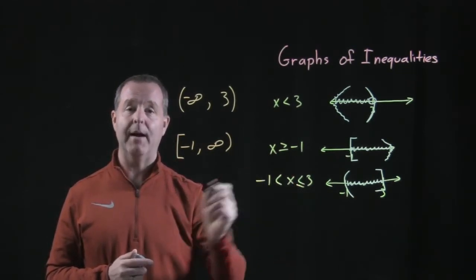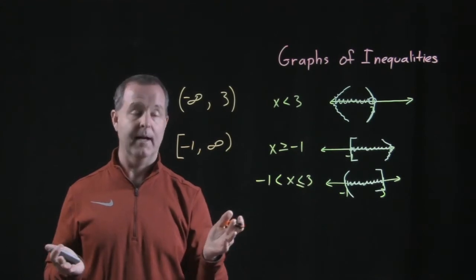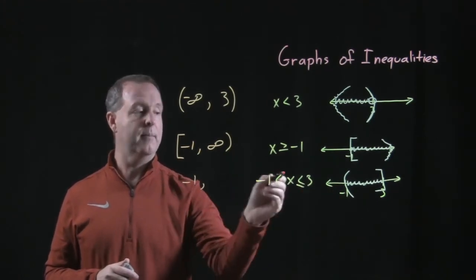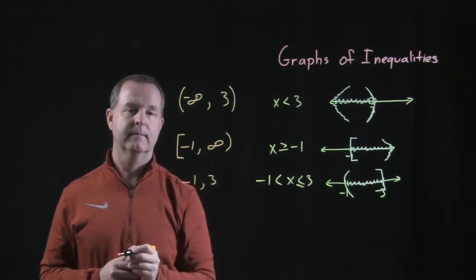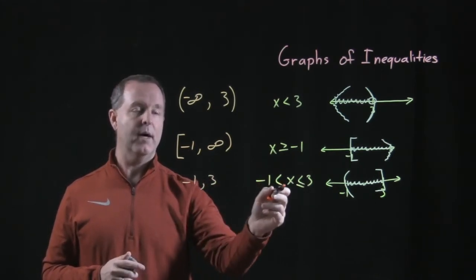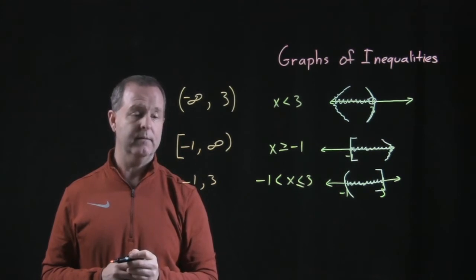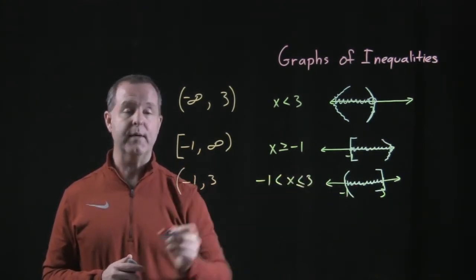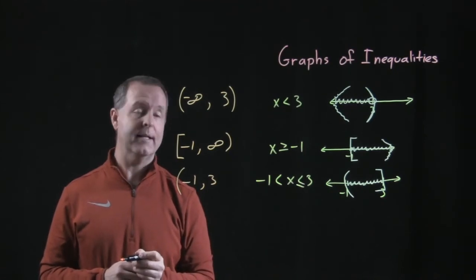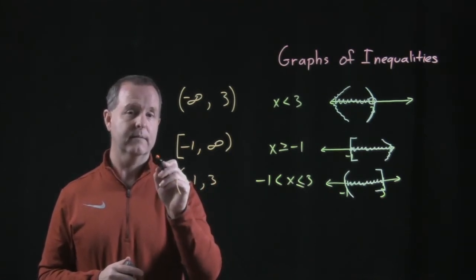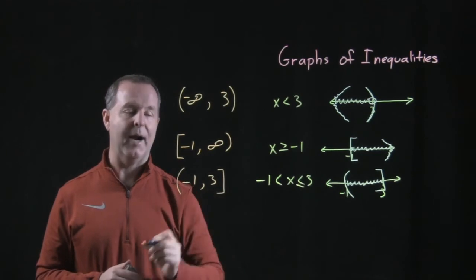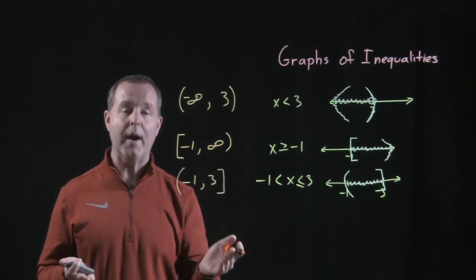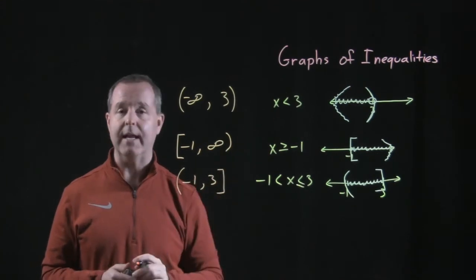Now, what about this compound one? What do you think? Again, look at our endpoints, -1 and 3. Is -1 a solution? It's not, so I'll put a soft bracket on that. 3 is a solution, so I will put a hard bracket on that one. So this is the interval notation, or a way to communicate the solution to an inequality.